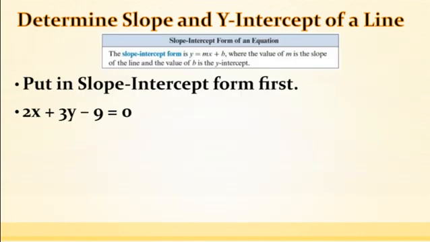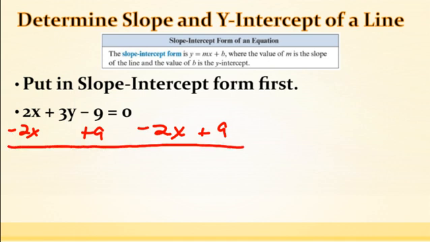Next example, put in slope-intercept form first and then determine what the slope and intercept is. So use the golden rule of algebra. We need to get everything away from the 3y. So I'm going to subtract 2x on both sides. And then I'm also going to add 9 to both sides, because I don't want that 9 there. So when I do that, I end up with 3y equals -2x plus 9.